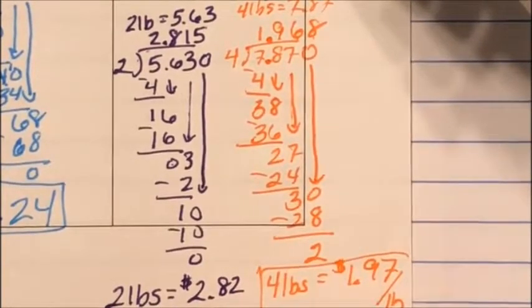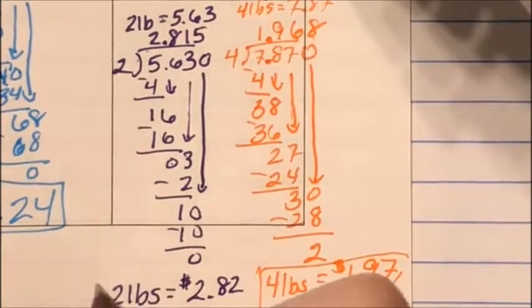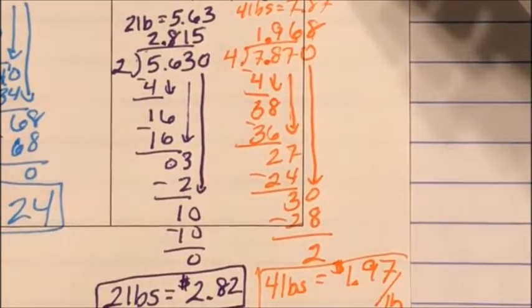Okay. So 4 pounds was $1.97 and 2 pounds was the $2.82. Okay. And that is the end of lesson 7.